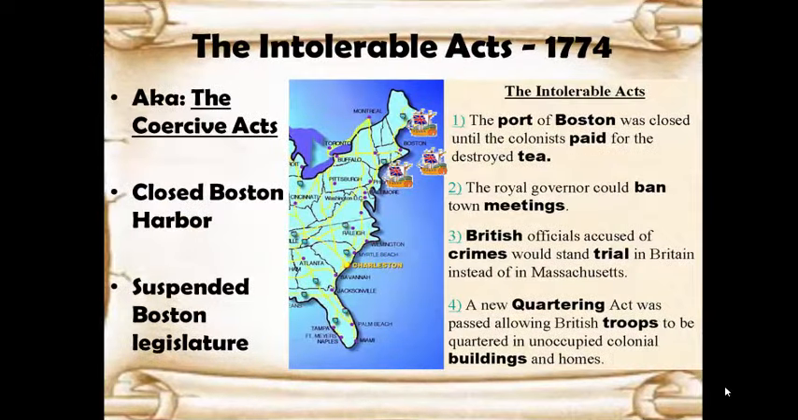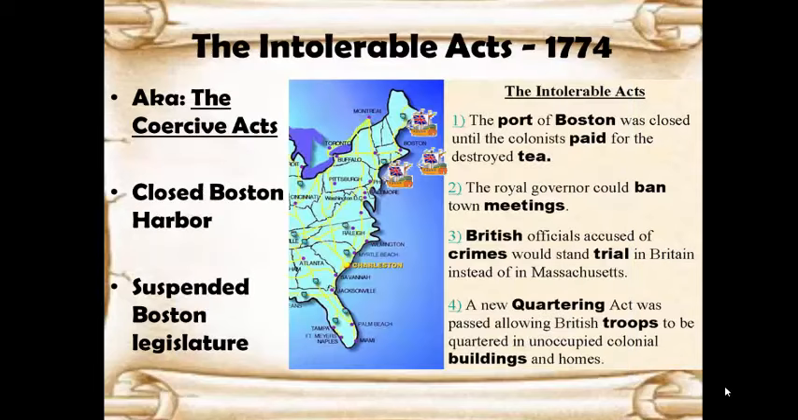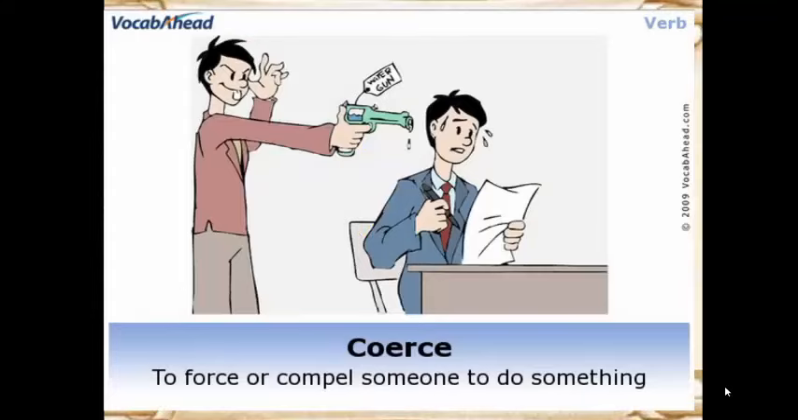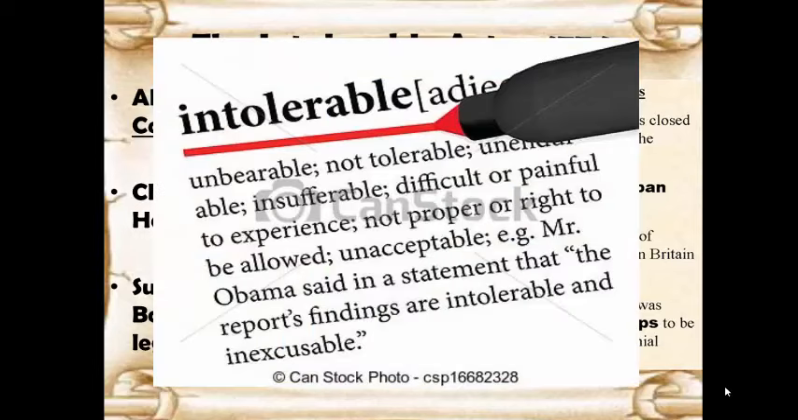And they passed what they called the Coercive Acts. Now, these were a bunch of different acts all kind of rolled into one or passed at the same time. And by calling them the Coercive Acts, when you coerce someone, you are trying to kind of trick them or force them into doing something. And in their minds, they were trying to coerce us into being good. But we called them the Intolerable Acts. And if something is intolerable, it means you just can't take it anymore.